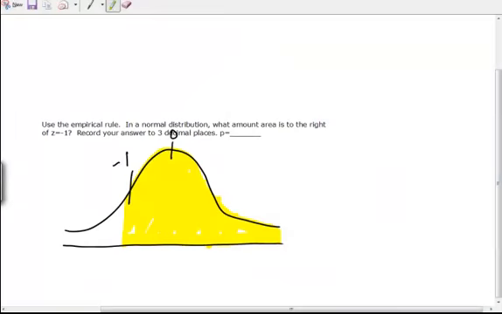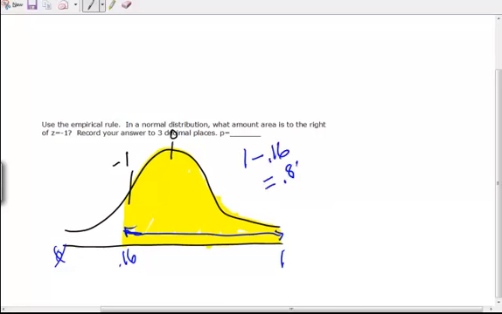-1 goes with 0.16. Way over here on the right side is 1. On the left side, of course, it'd be 0, but we don't care about that right now. So we only want to know how much is this area between these two. So it's going to be 1 minus 0.16, which is 0.84, or 84%. Next one.